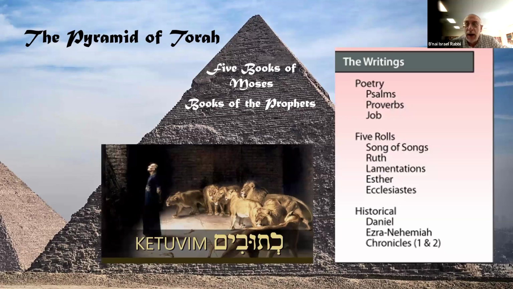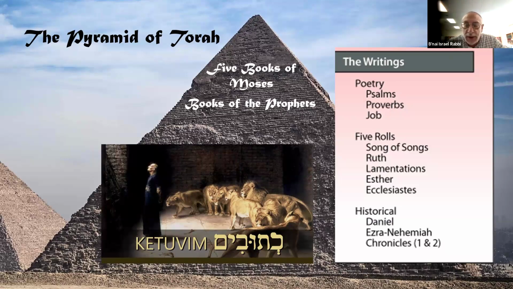The Ketuvim include poetry like the book of Psalms, which we draw heavily upon for our prayers, the book of Proverbs, the book of Job. We have the 5 scrolls that we read in the annual cycle. Song of Songs we read on Passover, Ruth we read on Shavuot, Lamentations we read on Tisha B'Av, Esther we read, of course, on Purim, and Ecclesiastes we read on Sukkot.